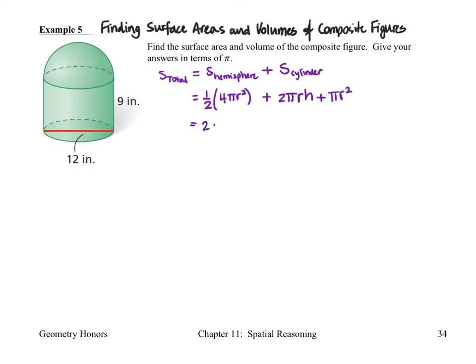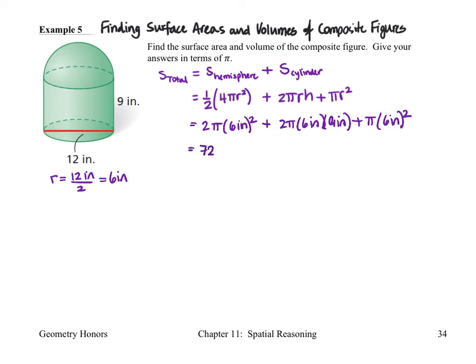1/2 multiplied by 4 is going to give us 2, so it's going to be 2 pi, and we'll plug in for r, which is going to be 6 inches squared, plus 2 pi, 6 inches, times the height, 9 inches, plus pi, again 6 inches squared. We know 6 inches squared is going to be 36 square inches times 2 is going to give us 72 pi square inches, and then we're going to have 6 times 9, which is 54 times 2, 108 pi square inches, and then we're going to have added to that 36 pi square inches.